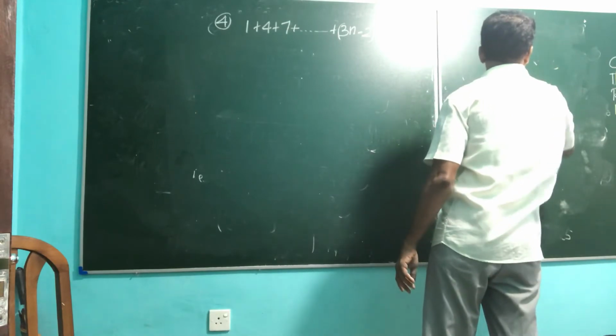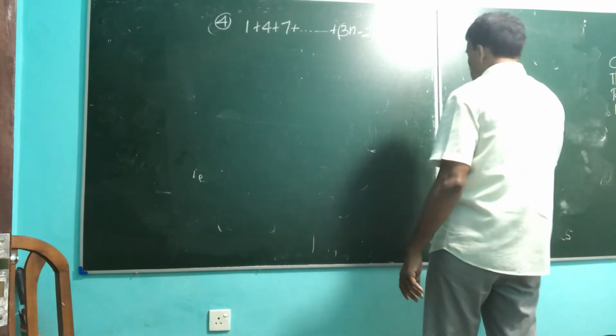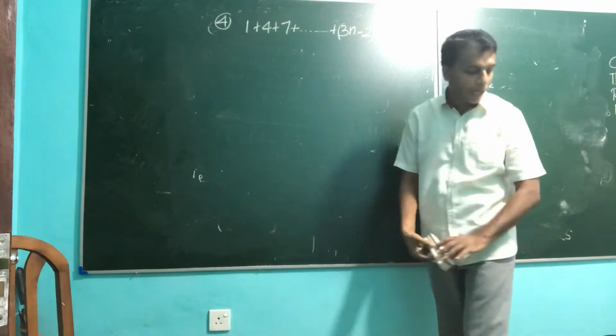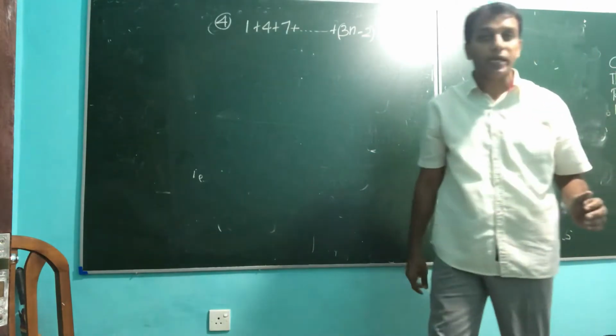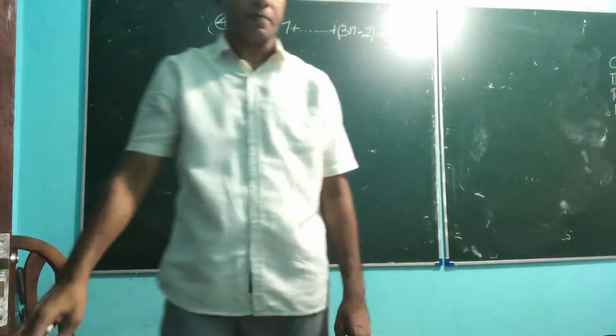So start the method. Very first, show the given statement is true for n equal 1. Next assume it for n equal p, hence go to p plus 1.